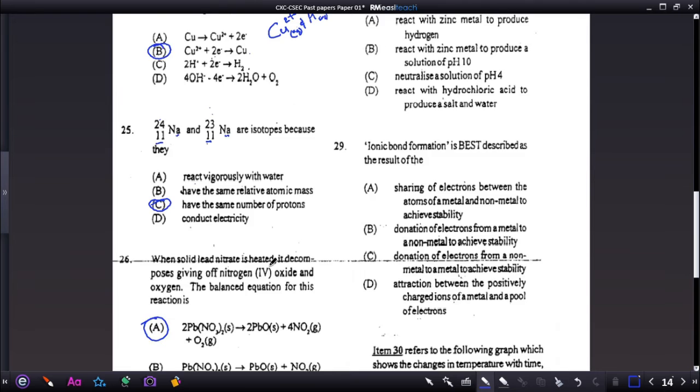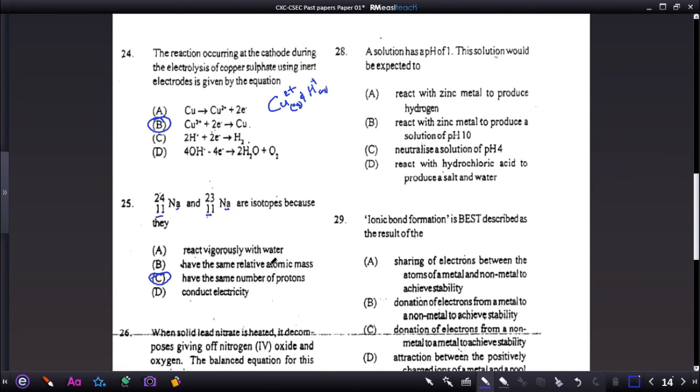Question 28. A solution has a pH of 1. This solution would be expected to react with zinc metal to produce hydrogen. We know that if it's a pH of 1, that means it's a strong acid, and acid reacts with metal to produce the salt and hydrogen gas.